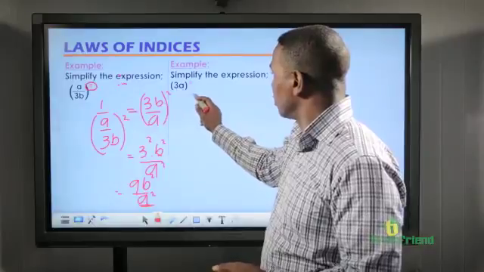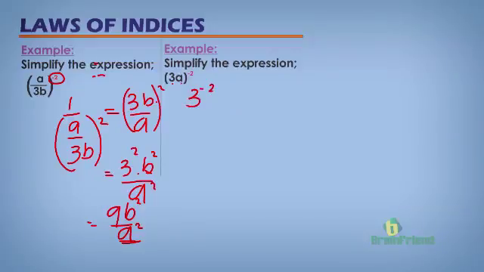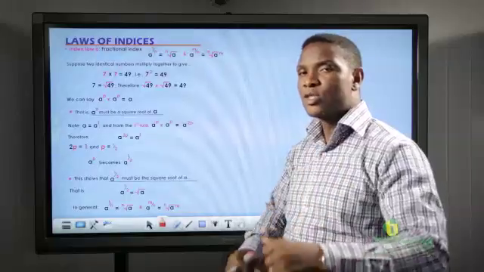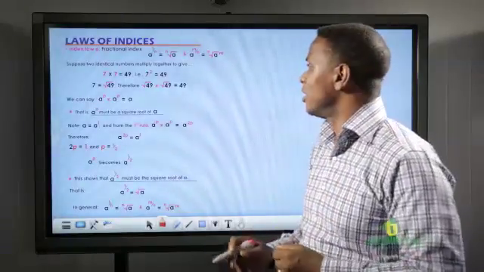So this would be 3 raised to power minus 2 times a raised to power minus 2, which is equal to 1 all over 3 raised to power 2 and 1 all over a raised to power 2, which is simply 1 all over 9a squared. And that's our answer. The next law we'll be looking at is the fractional index law.